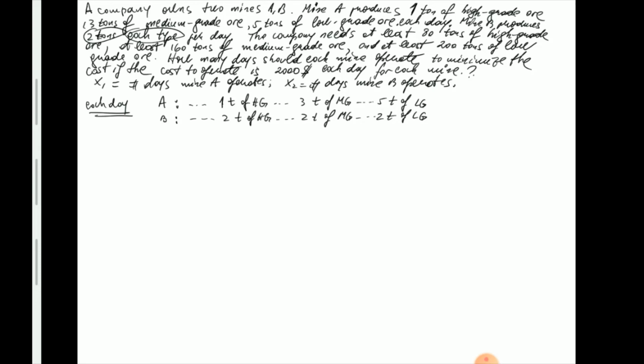Then we have some constraints. The company needs at least 80 tons of high grade, at least 80 tons of that type, at least 160 tons and at least 200 tons, right, of the third type. Then we have some cost of production. Each day it'll cost $2,000 to operate.